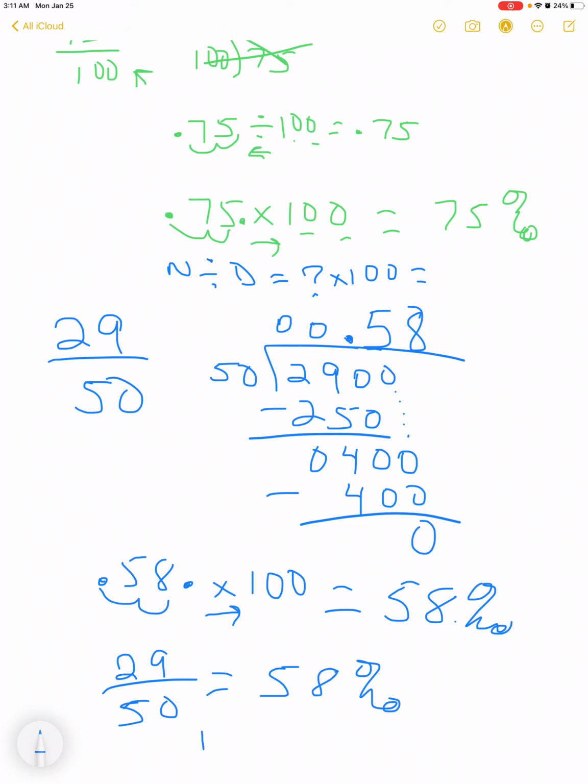Just don't forget, you take the numerator divided by the denominator. I feel like I have to restate it. And then whatever you get for your answer, multiply by 100.